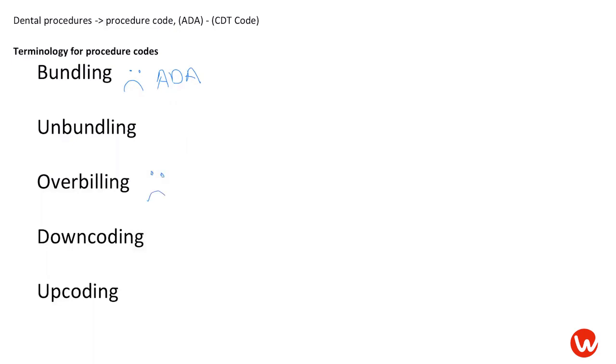Downcoding is changing the procedure code to a less complex or lower cost procedure code than was submitted by the dentist. This is typically done by the insurer. And then upcoding, this is changing the procedure code to a more complex or higher cost procedure code. This is typically done by the dentist.